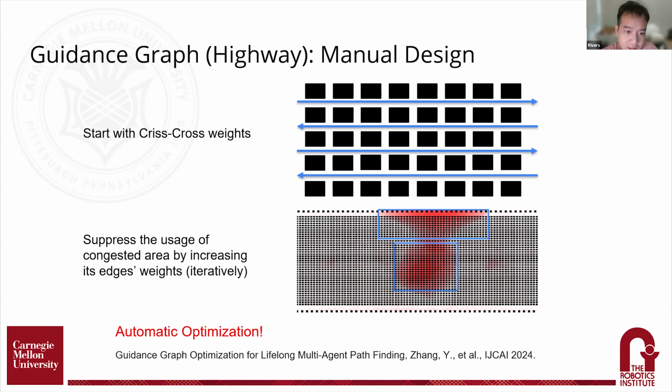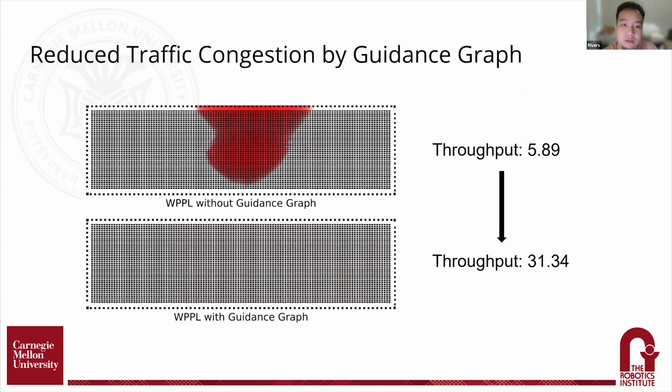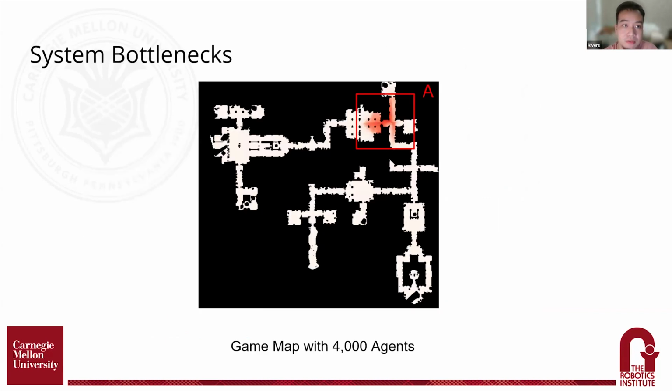We later developed an automatic optimization method, which is covered in one of our team members' papers called guidance graph optimization. And with the guidance graph, the congestion is largely reduced and throughput is significantly improved. But in this competition, we observe another cause of the congestion.